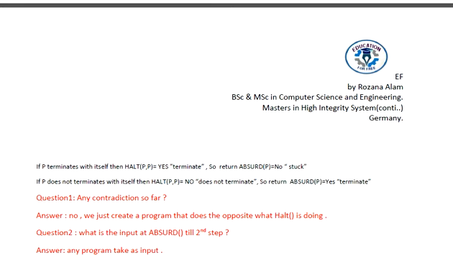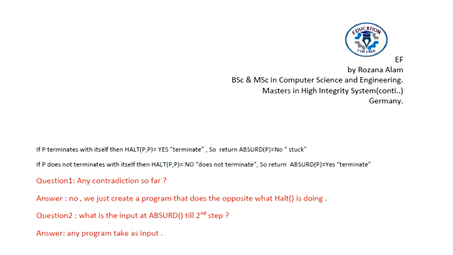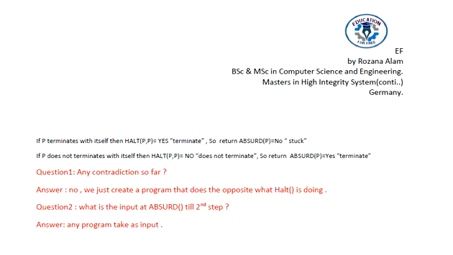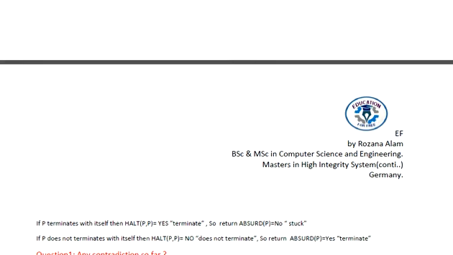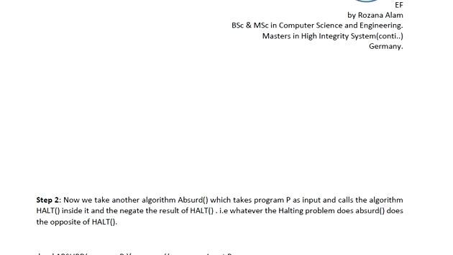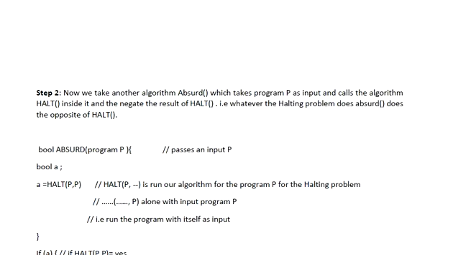The question is, is there any contradiction so far? Answer: no. We just created a program that does the opposite of what halt is doing. There is another question: what is the input to absurd? In the second step, it can be any program that it takes as input. Here we have the program P as input, which is passed inside of the boolean absurd.